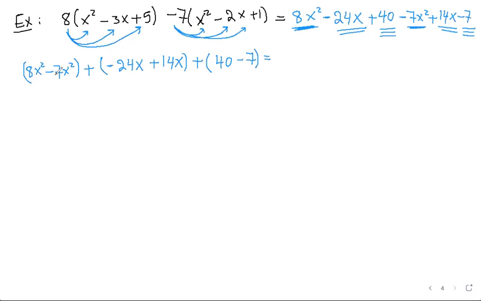Now 8 minus 7 is 1, so that is x squared. Minus 24 plus 14 is minus 10x. 40 minus 7 is 33. So this is the answer. Any question?